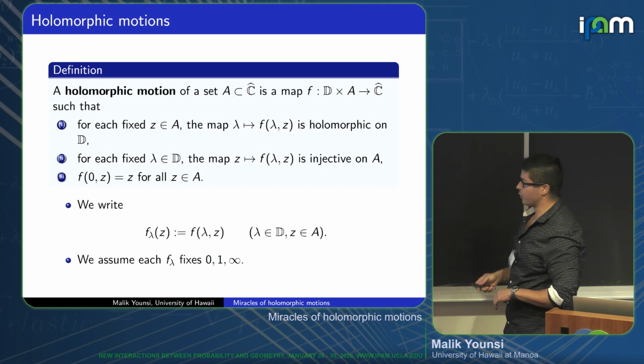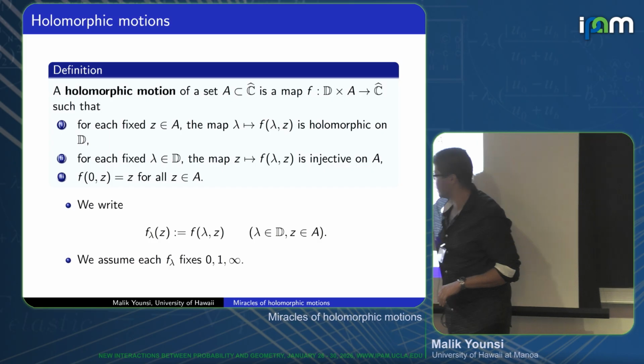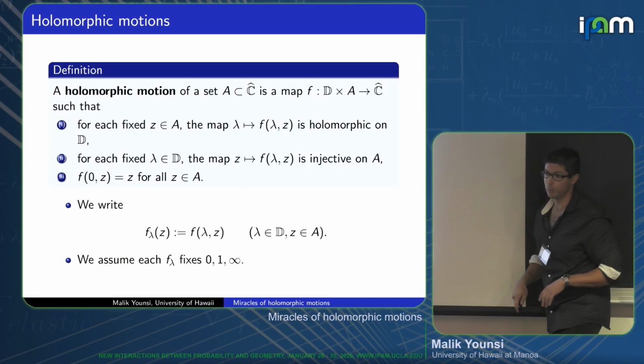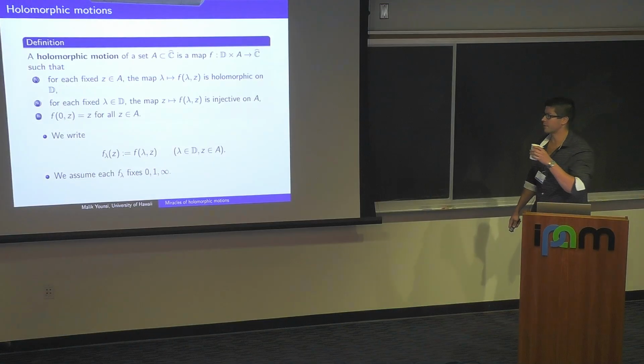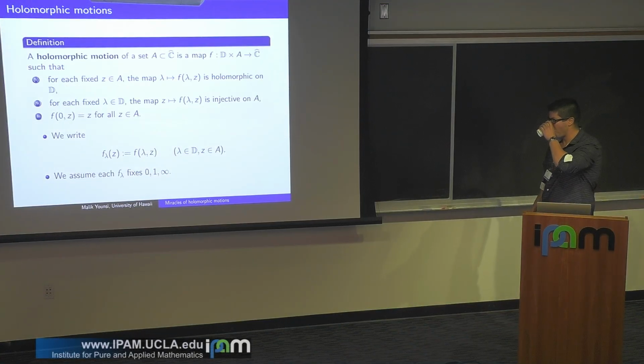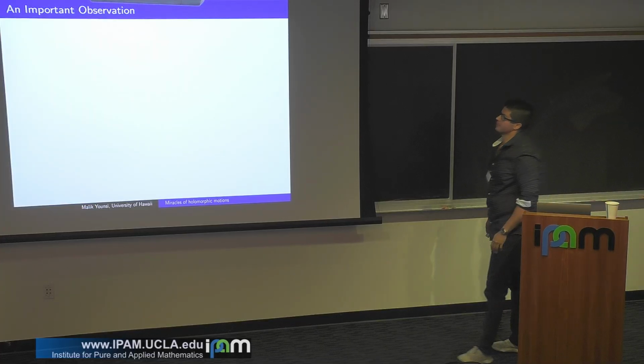And then another thing I will do is I will always assume that those maps, f lambda, fix 0, 1, and infinity. We can assume that by composing with a Mobius transformation if necessary. It just makes the theorems a little bit nicer. Okay, so that's the definition.